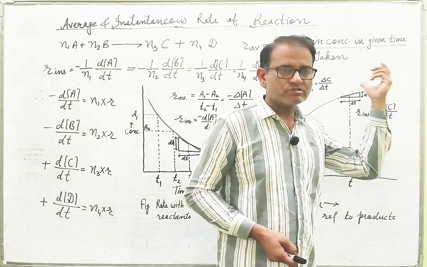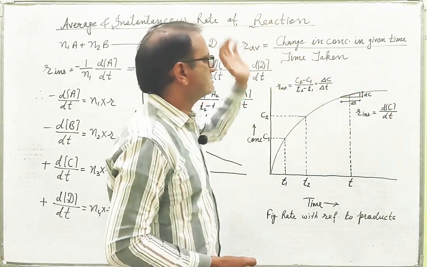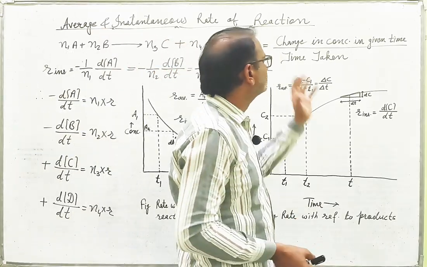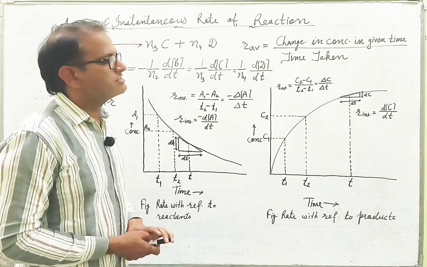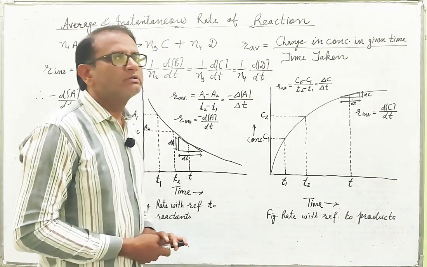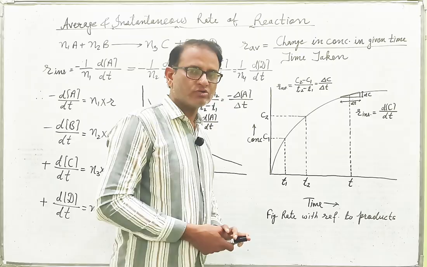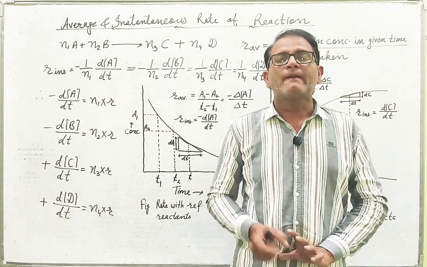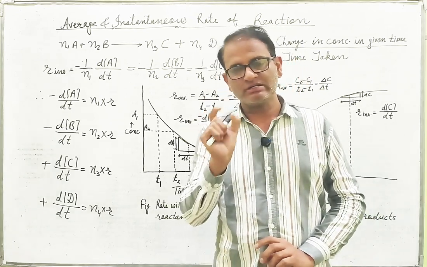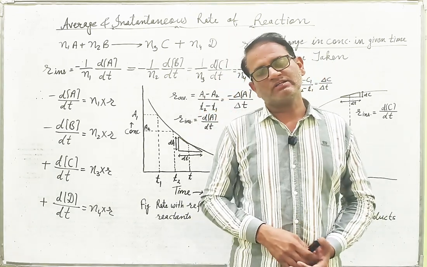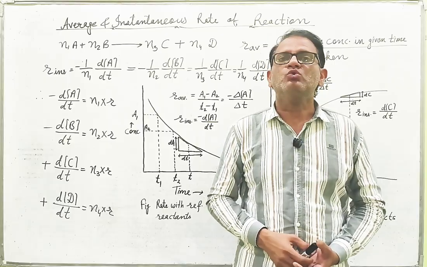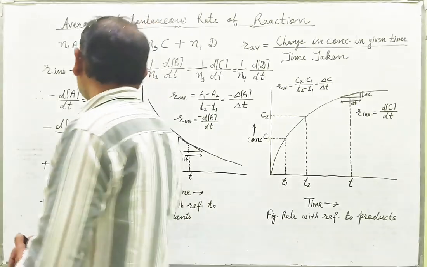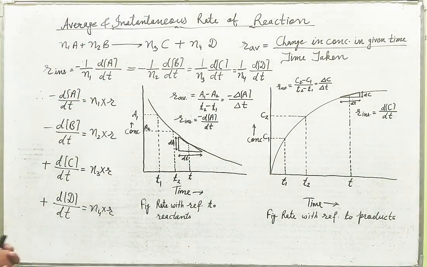Suppose in 10 minutes time the change in concentration is like 2 mole, then the average rate of reaction will be 2 upon 10, okay, 2 upon 10. So that will be 0.2 mole minute inverse, because we have taken 10 minutes. If we take the time in seconds, then that will be equal to this much mole second inverse. Okay. So that is what is average rate of reaction.